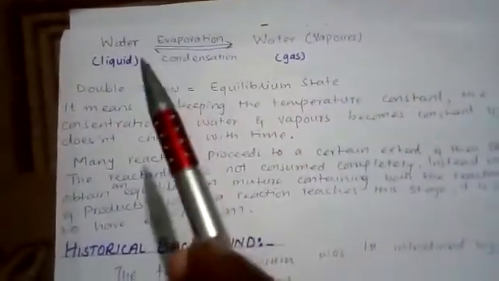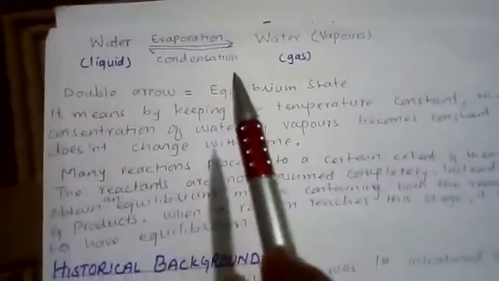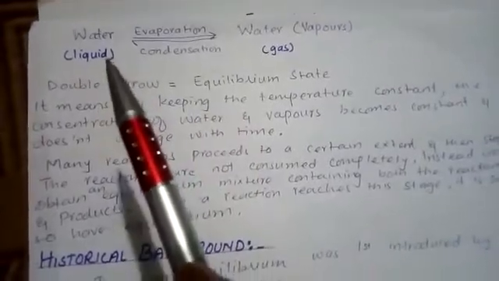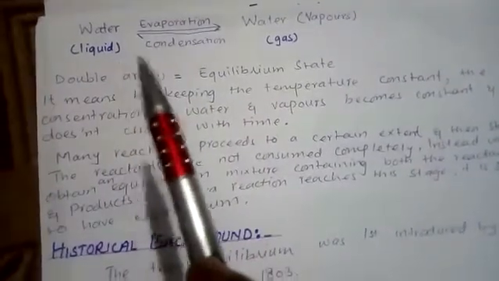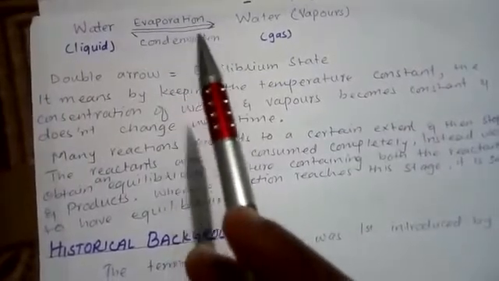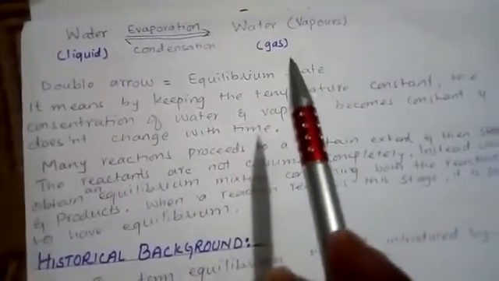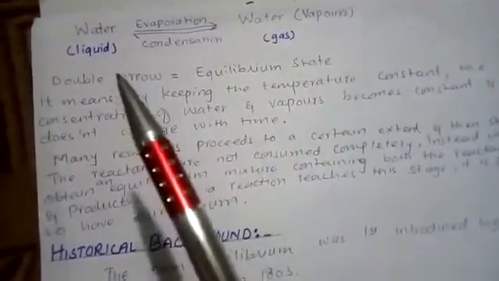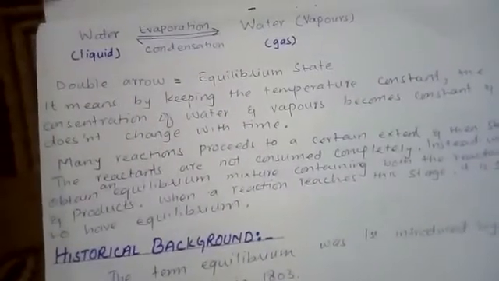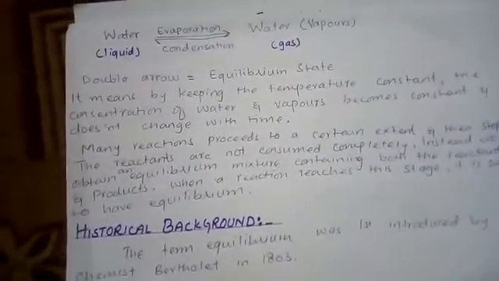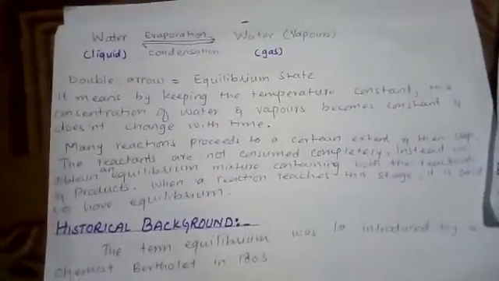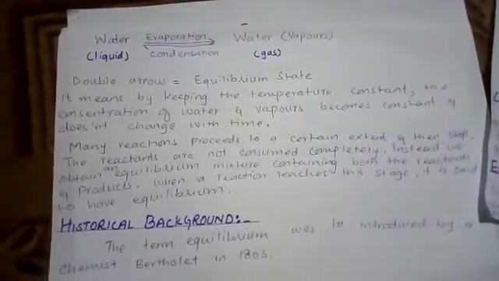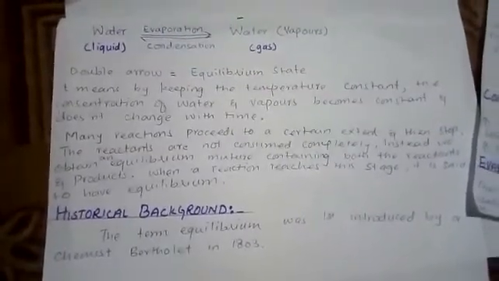Okay, now look at this common reaction, or the chemical equilibrium reaction. When we give temperature to this water, it will evaporate, and the upper one is the forward reaction. This is the evaporation, and when these vapors condense back, they will convert into the liquid phase. The double arrow shows the equilibrium state. It means that by keeping the temperature constant, the concentration of water and vapor become constant and do not change with time.